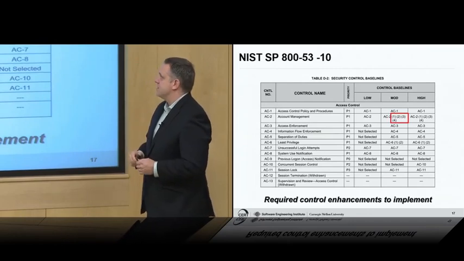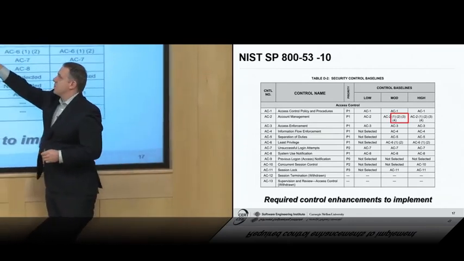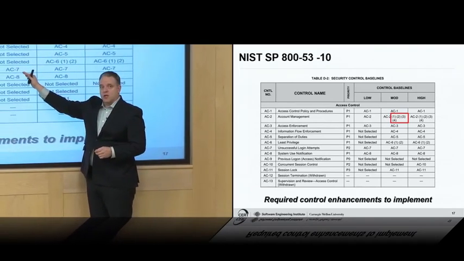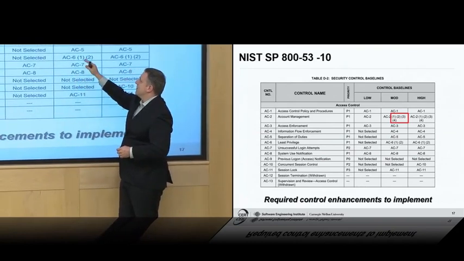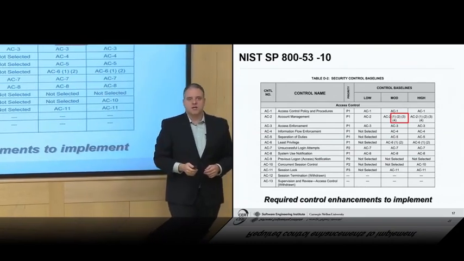We already mentioned the enhancements. Again, just note that a key difference between low, moderate, and high here, low, there are no control enhancements for AC2. But if you're at the moderate or high level, you actually have all 4 control enhancements you need to implement.